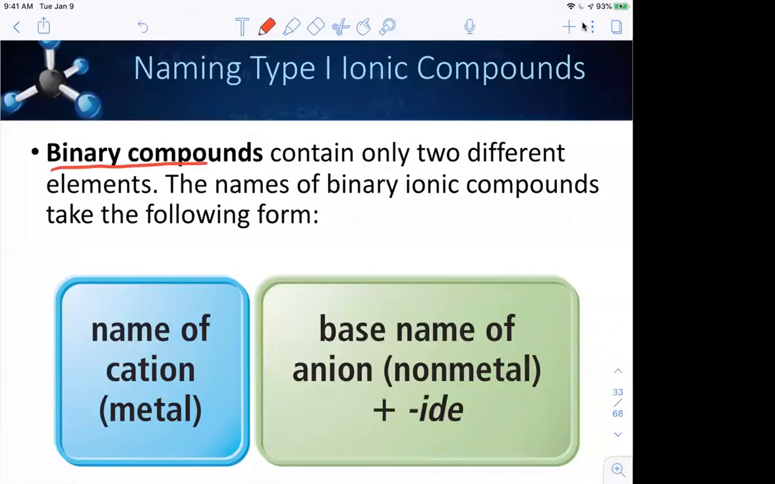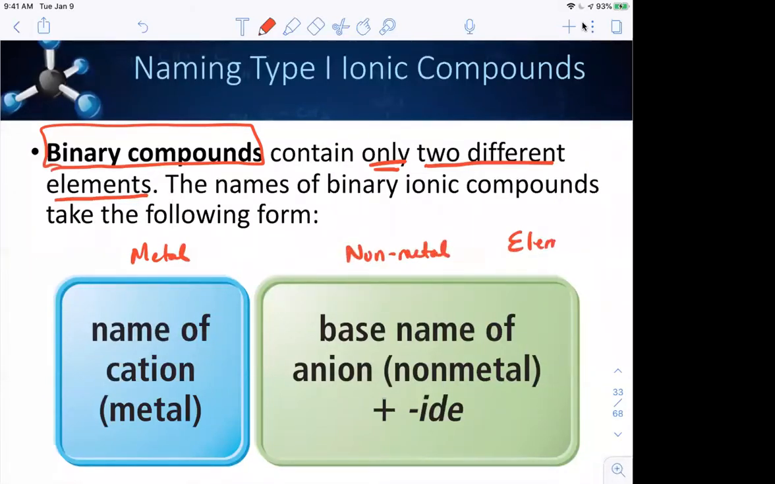So let's look at binary compounds. Binary means two. So it contains only two different elements. So I have a metal and a nonmetal, which are based off of elements on the periodic table. To name these things, I just take the name of the cation, which is the name of the metal, and then I use the base name of the nonmetal with this -ide ending. That's the rule.